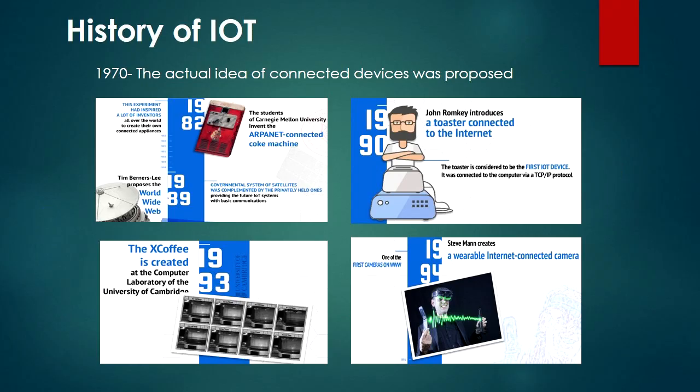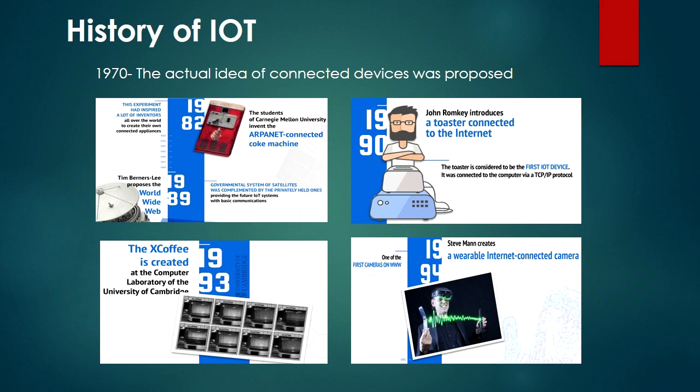Now we will discuss the history of IoT. The actual idea of connected devices was proposed in 1970. In 1982, the students of Carnegie Mellon University connected the Coke machine to the ARPANET. This experiment inspired a lot of inventors all over the world to create their own connected appliances.